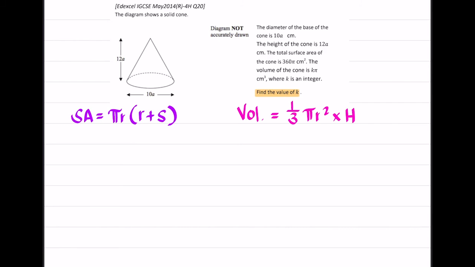If we look at our formulas that we have, we can determine what we still need. We were given that the diameter is 10a, so that means that the radius is therefore equal to 10a divided by 2, which is 5a. So that means that we have the radius for that formula, and we have the radius for that formula.